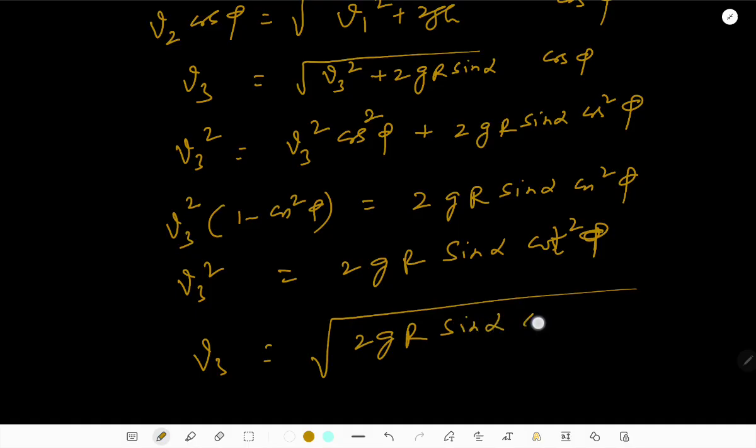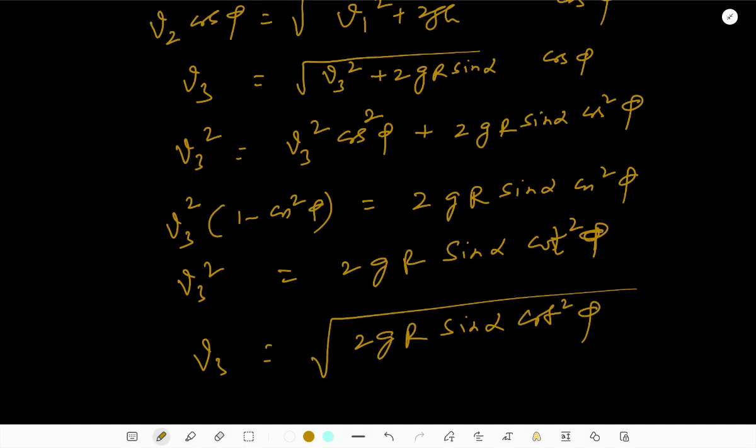v3 equals under root of 2gr sine alpha cot square phi, and you will get your result. However, in the other case, if this picture is not strictly a hexagon, we may have a different answer. H will be different, phi will be different, alpha will be different, and you can get your results.